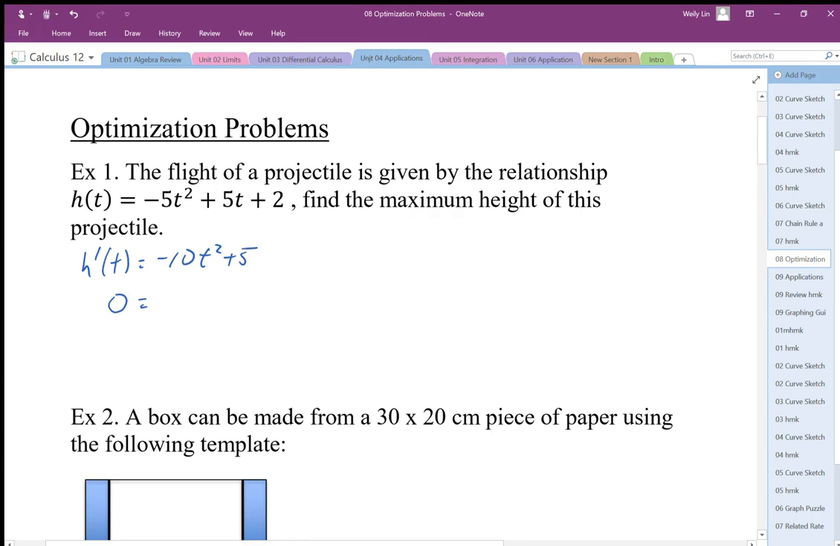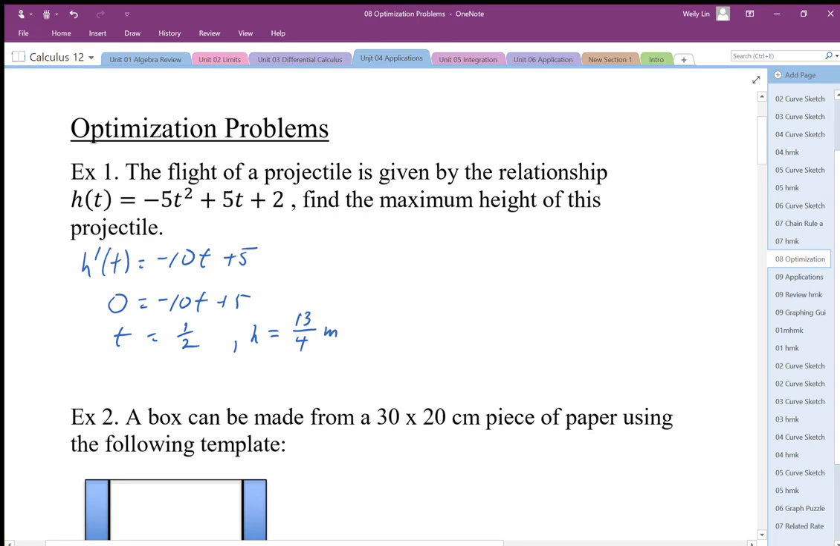So that's going to be t. Solving where that's going to be equal to 0, we end up with 10t equals 5, so t is equal to 1/2. When t is equal to 1/2, we have the maximum, so we can actually calculate the height as well. When t is equal to 1/2, we get 5 over 4 plus 5 over 2, which is 5 over 4 plus 2. So we're going to end up with 13 over 4 meters. I think this is going to be in meters.